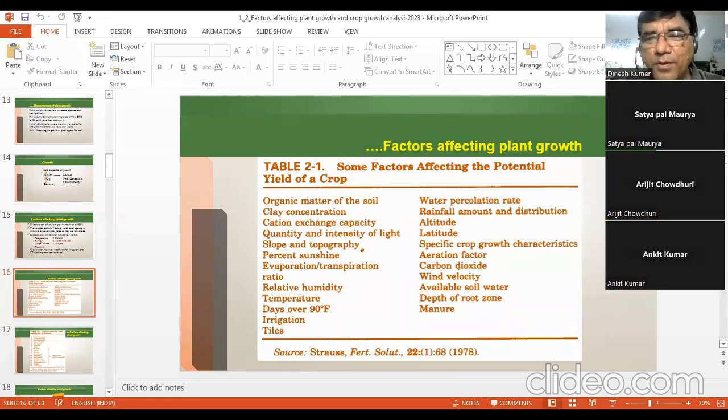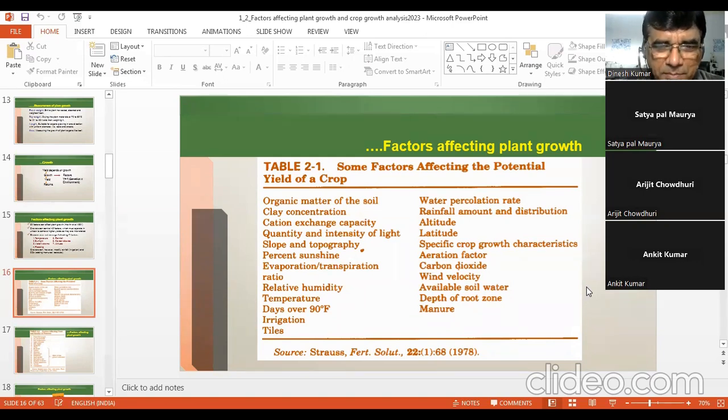Can we group them? Of course, yes, we can group them. You can see some of these factors are related to climate. Climate here means your temperature, rainfall, sunshine or light, etc. And then you can also see some factors like latitude, altitude. They are basically indicating a kind of topography. So a topographical factor can also be there.